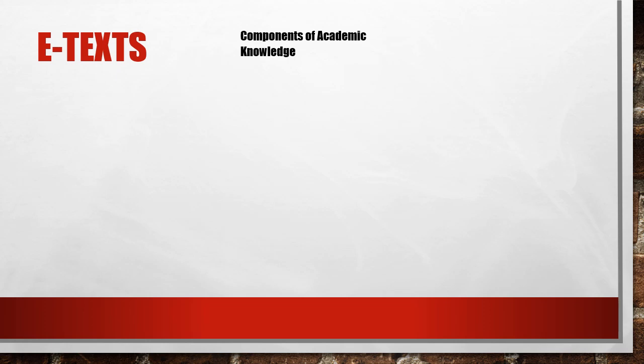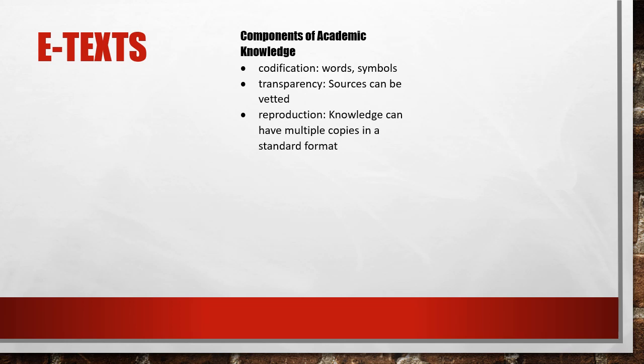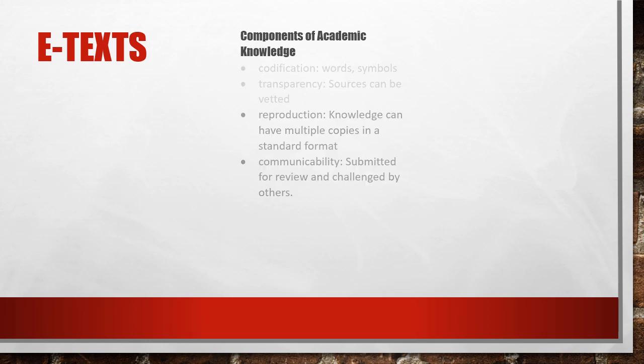It starts with codification, knowledge which can be consistently represented in some form. Transparency, meaning the source of the knowledge can be traced and verified. Reproduction, being that the knowledge can be reproduced and shared. And communicability, knowledge must be in a format such that it can be communicated and challenged by others.